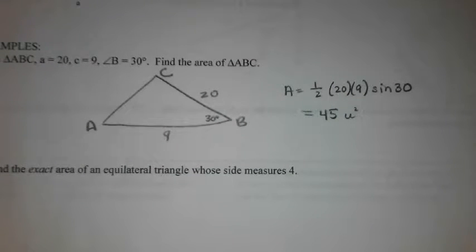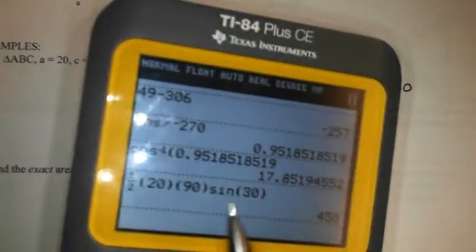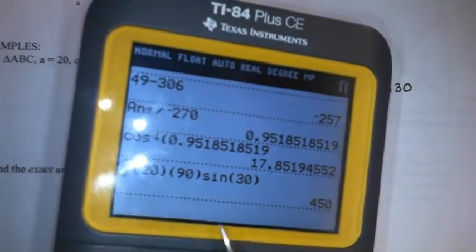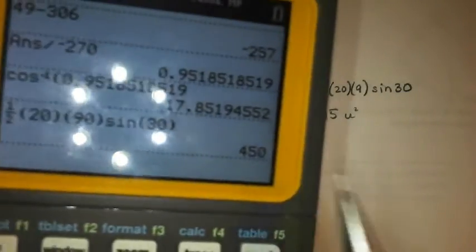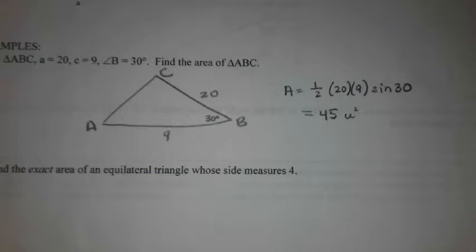Okie doke. There. Let's see. You typed in 90 instead of 9. So you'd have to divide it by 10 to go back on that 90 to a 9, and that would give you the 45.